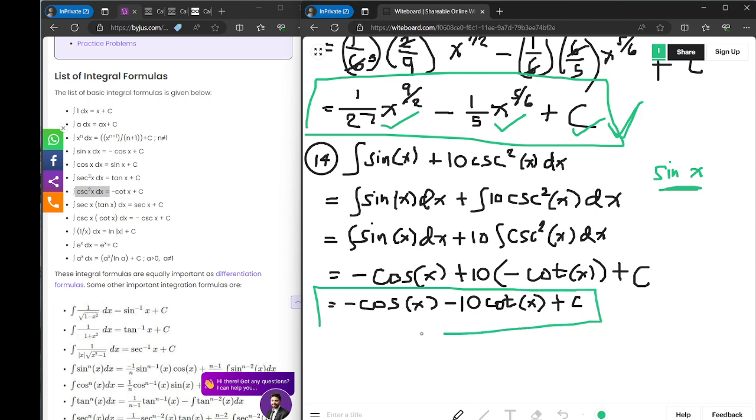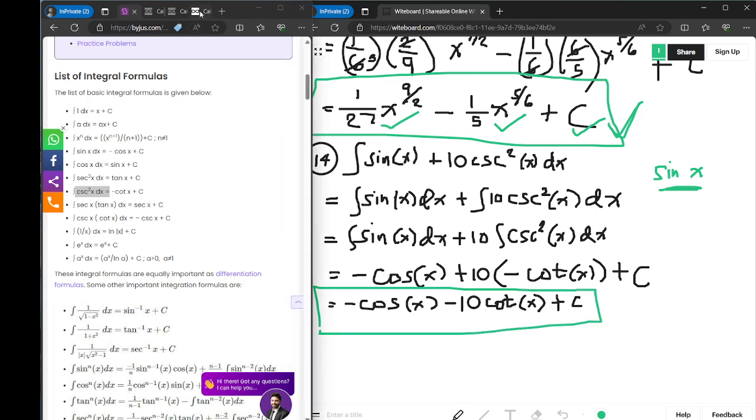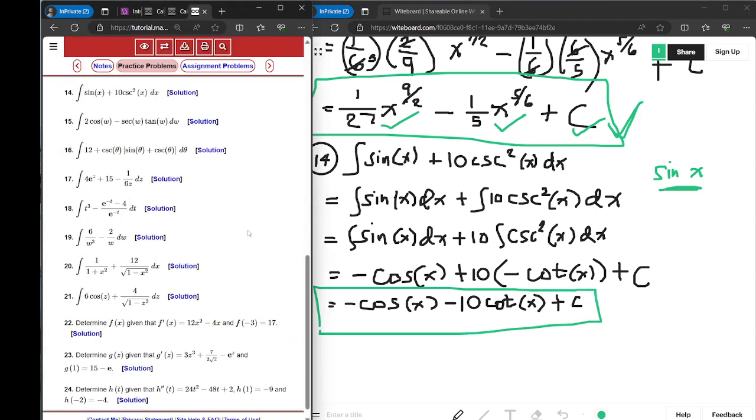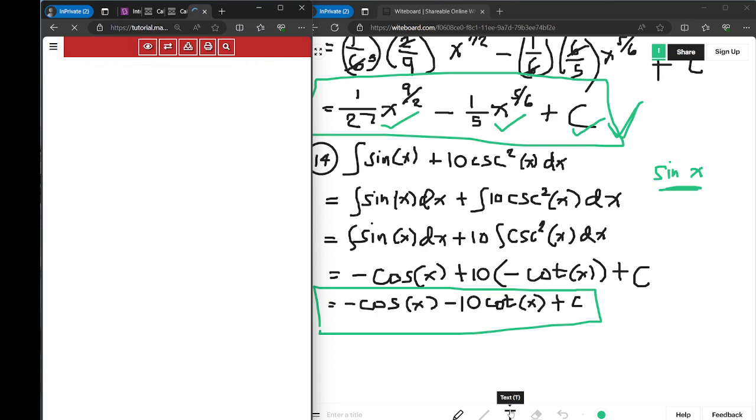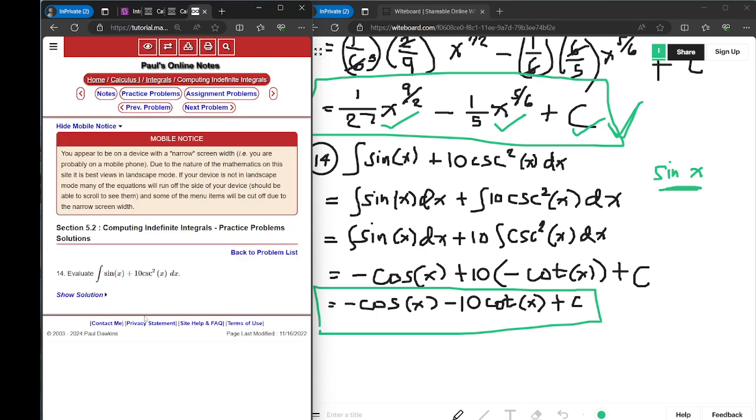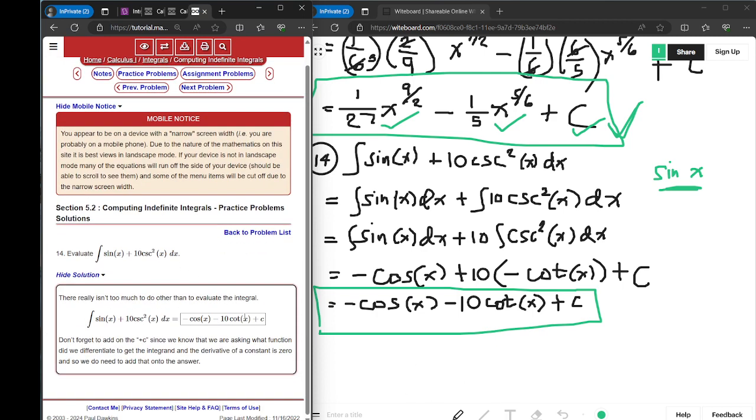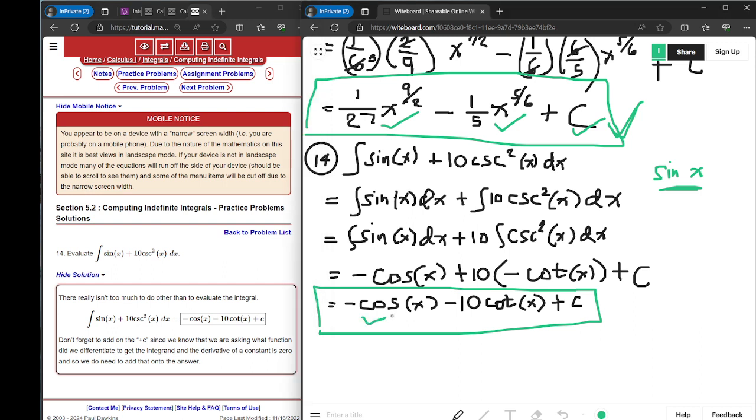Okay, this is it. So let's check. We have number 14. Show solution. We have negative cosine, and negative 10 cotangent of x. And we got it correct.